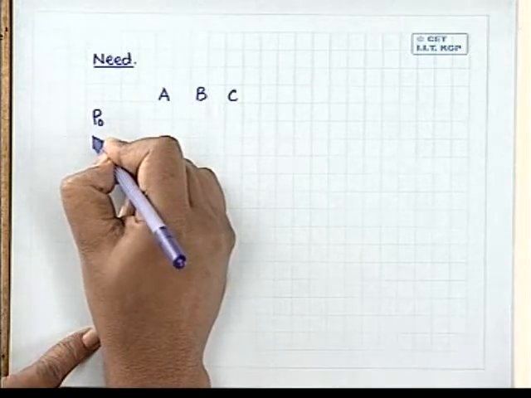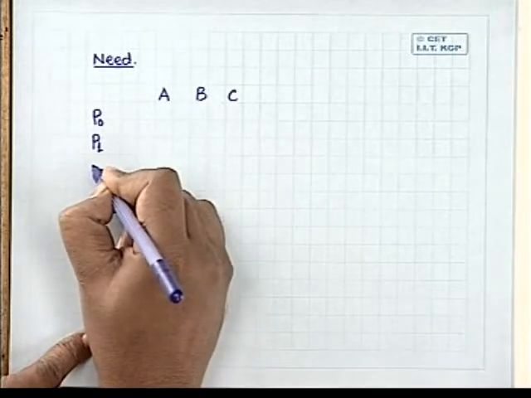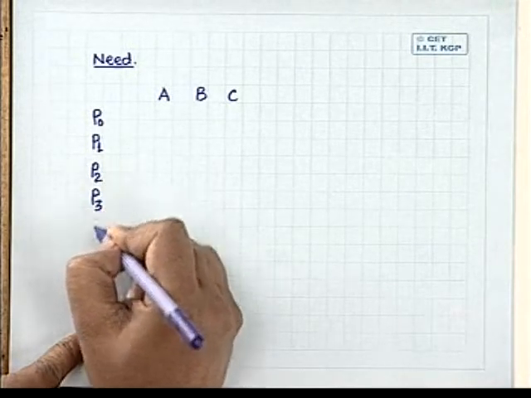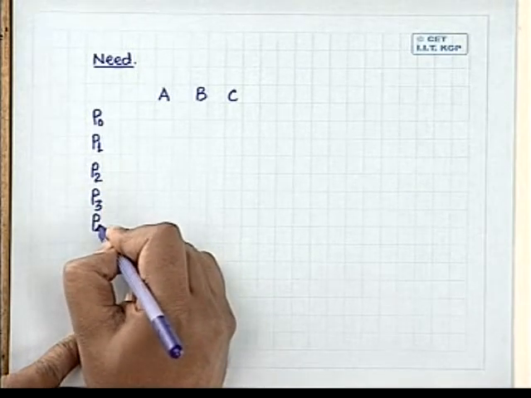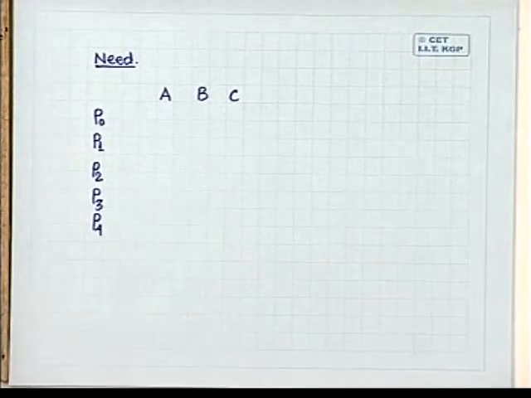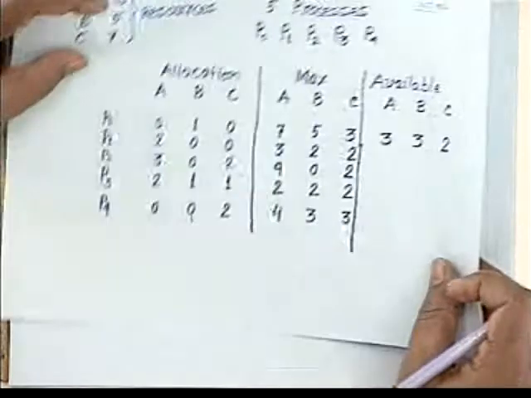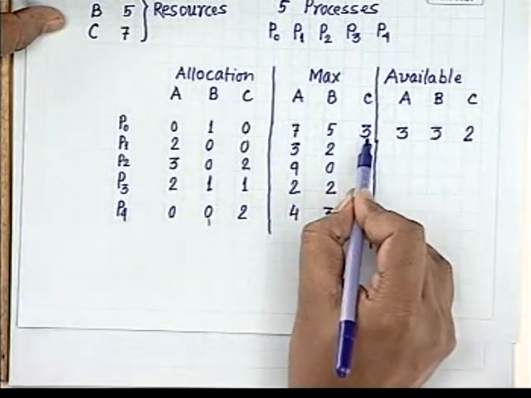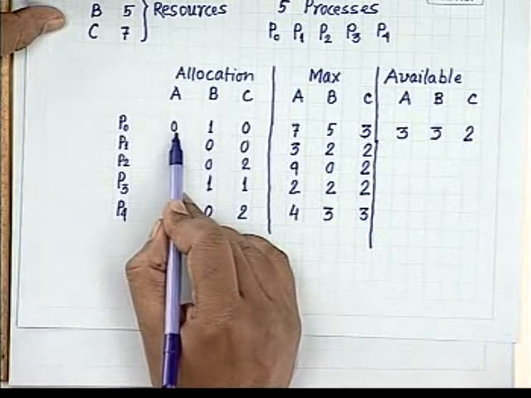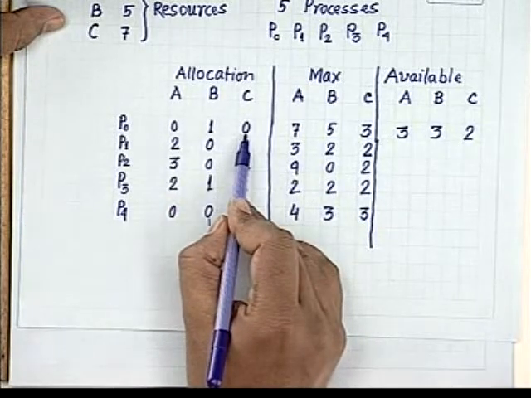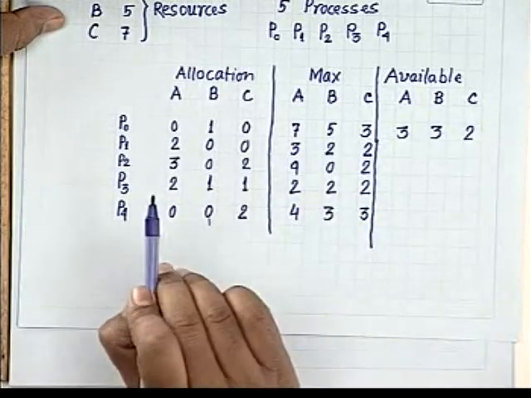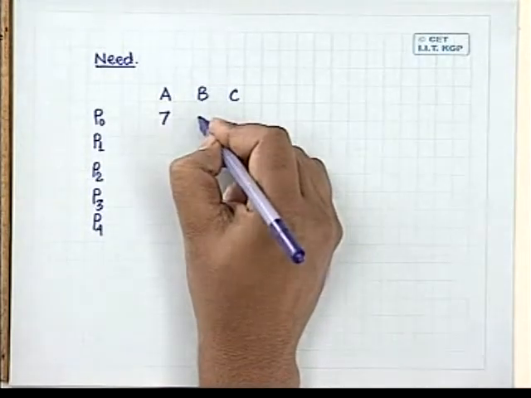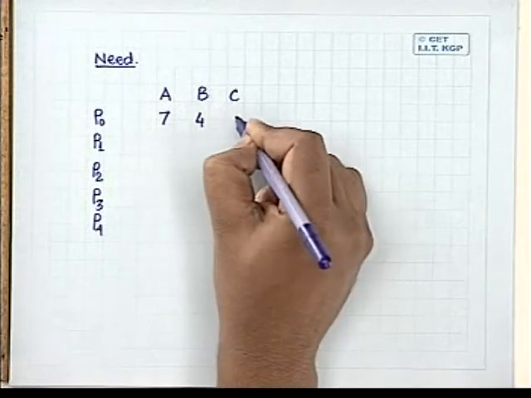P0, P1, P2, P3 and P4. For P0, the maximum requirement is 753, out of which allocated is 010. That means need will be 743. So for P0, the future need is 7, 4, and 3.